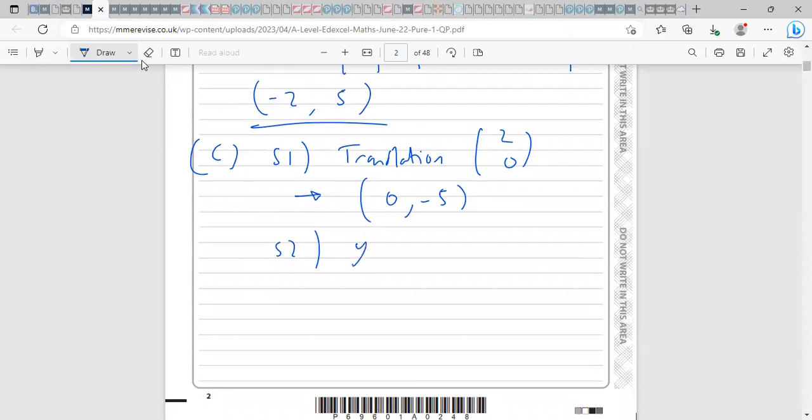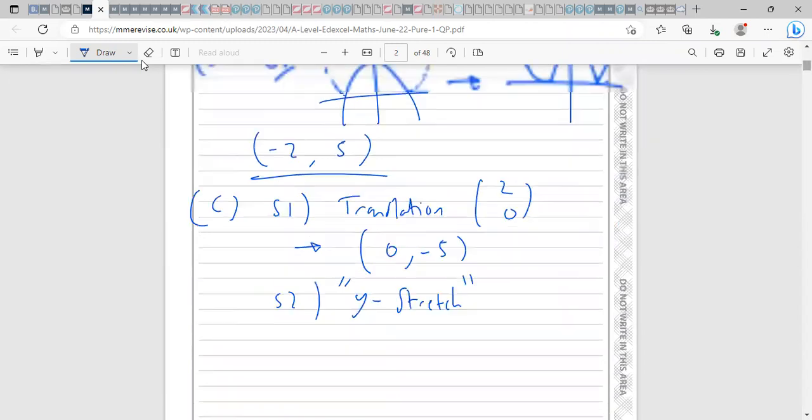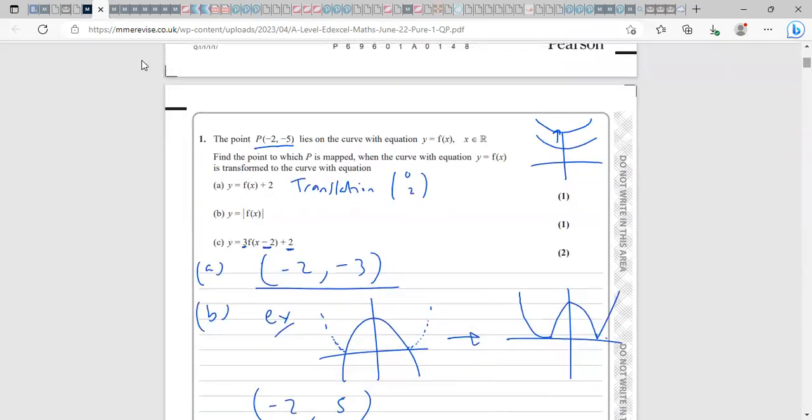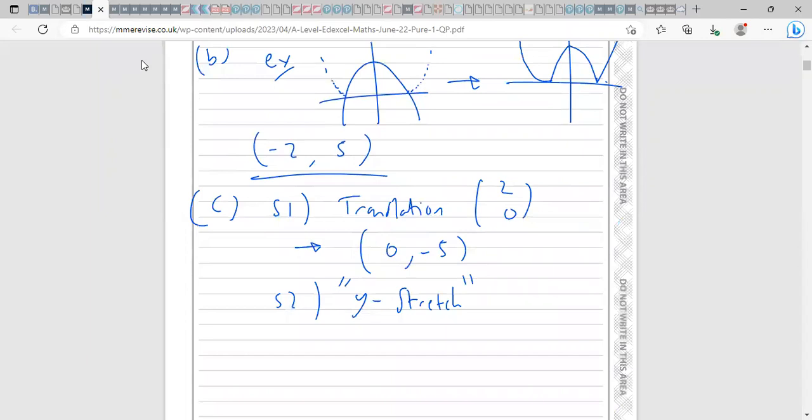I'll just call it a y stretch. So I'm going to do a y stretch by a scale factor of 3. That means we multiply the y coordinate by 3. We've got this (0, -5) there. We're going to stretch the y coordinate by 3. So we get 0 and then minus 15, times the negative 5 by 3.